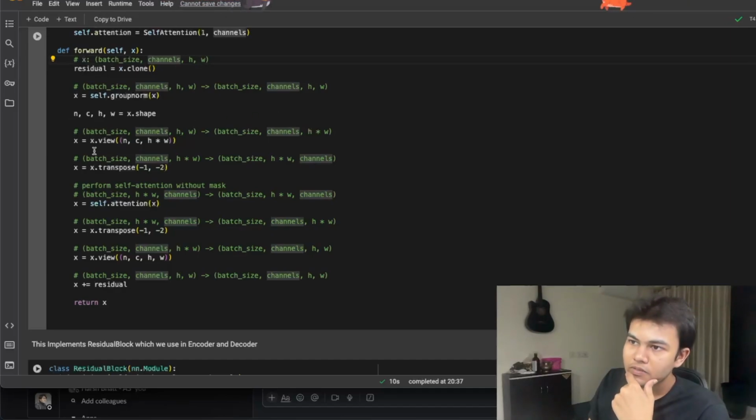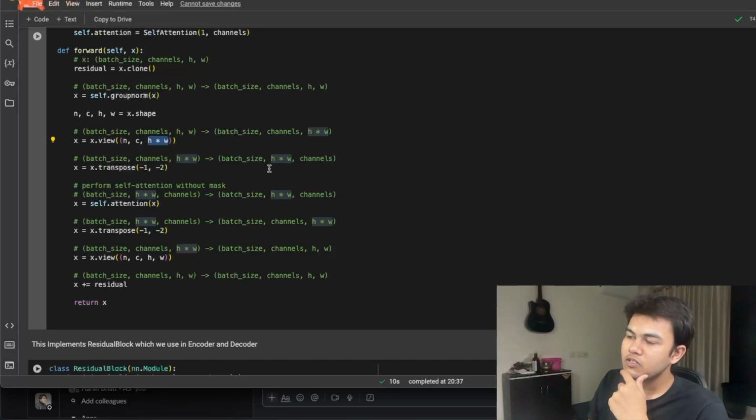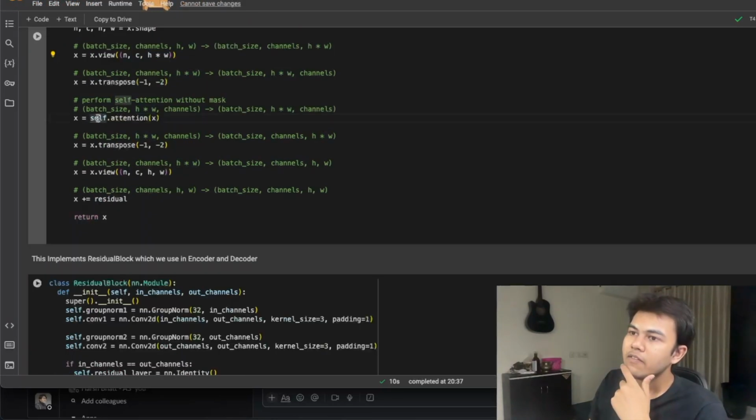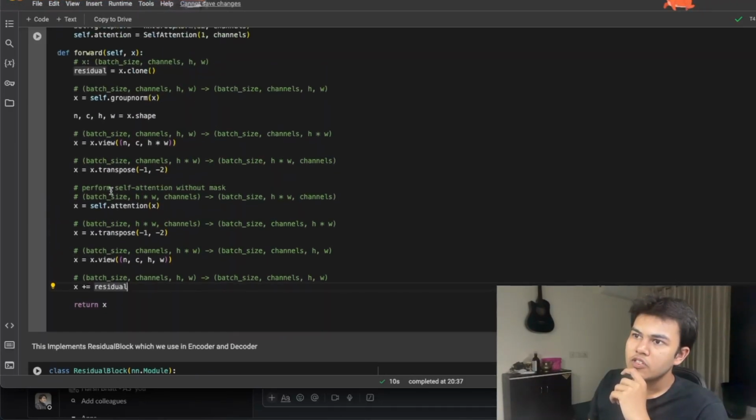So here we are changing the shape. X dot view would be h multiplied by w, so we will have number of batch, channels, and h and w, which is the features here, and then we are transposing it, so the h and w will come here and then the channels. So when we have the output from the attention, we can just transpose it back, and then in the last we are just adding the residual here.